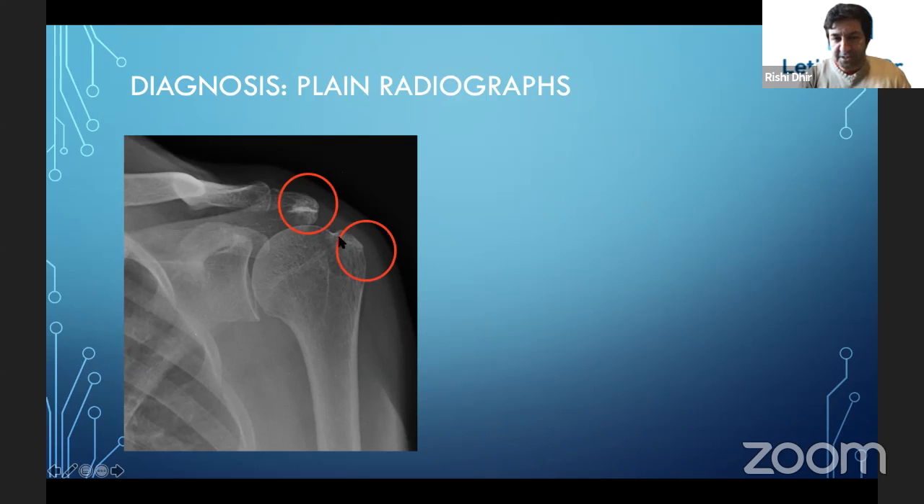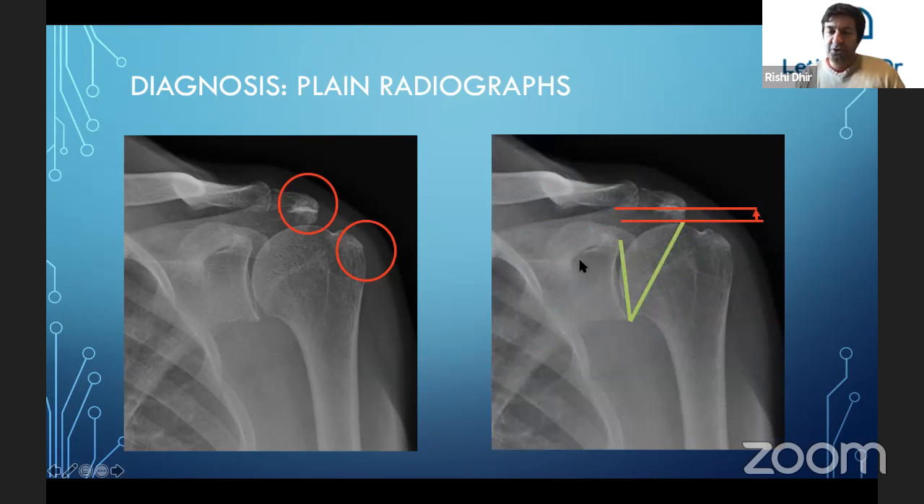On the greater tuberosity, you can see that it's white as well because it's been rubbing against the acromion, a so-called impingement sign. You can also look at something called the critical shoulder angle, which is defined as the angle between the glenoid surface here and a line connecting the inferior rim of the glenoid to the lateral tip of the acromion. Normally, the critical shoulder angle should be about 30 to 35 degrees.